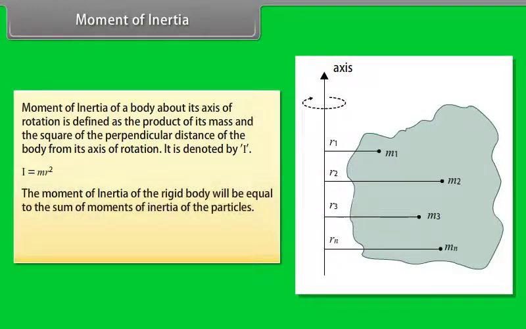The moment of inertia of the rigid body will be equal to the sum of moments of inertia of the particles. Its expression is given by I is equal to summation from i is equal to 1 to n of products of mi and ri square.